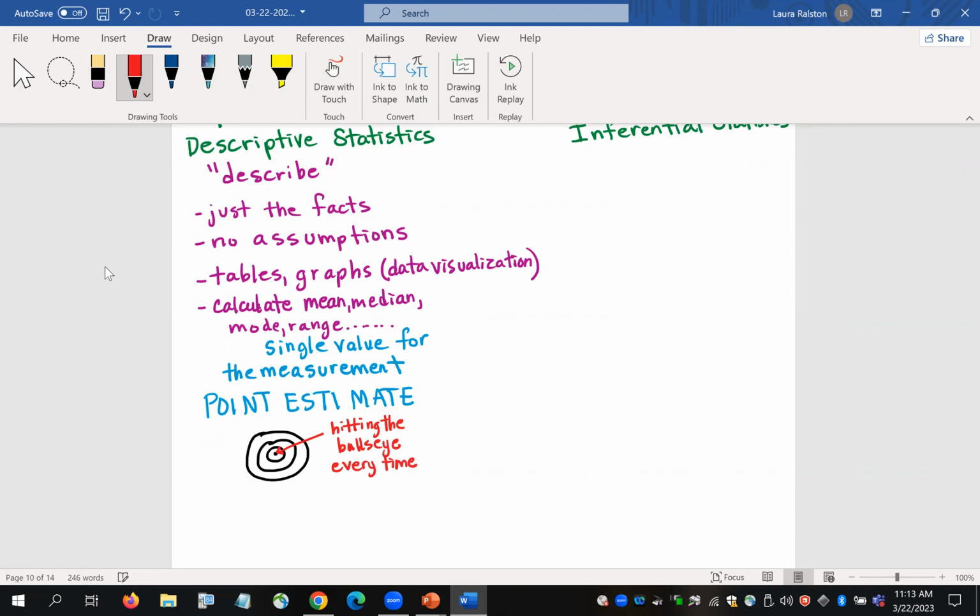And so sometimes if we have maybe some of those outliers or just an unusual set of data, our point estimate may not be accurate. We may not hit the bullseye. And we often use those point estimates to approximate the value for the population.